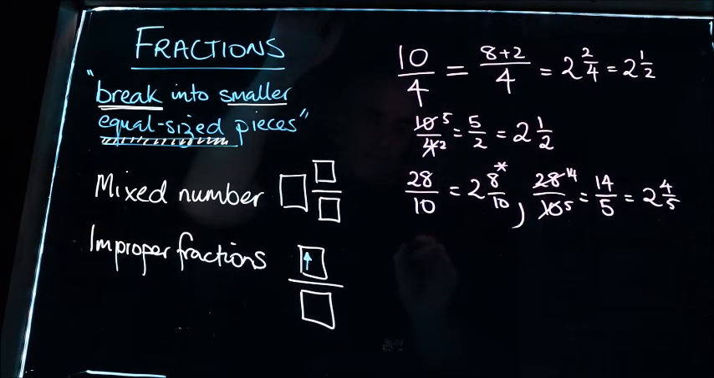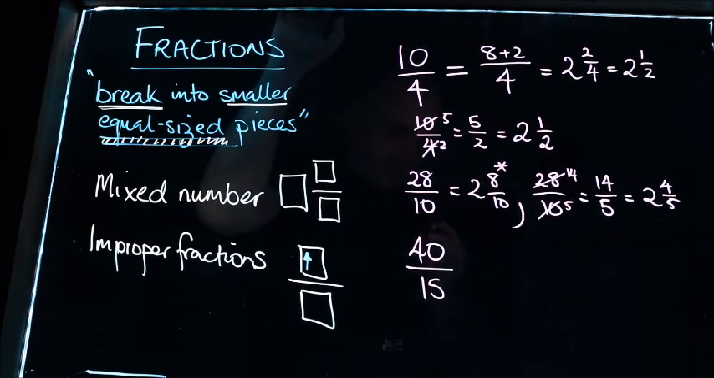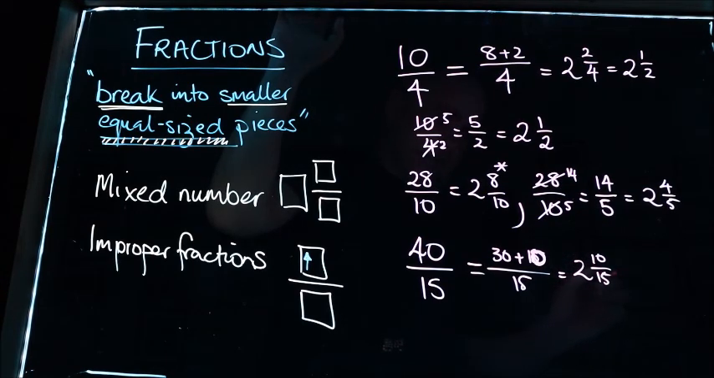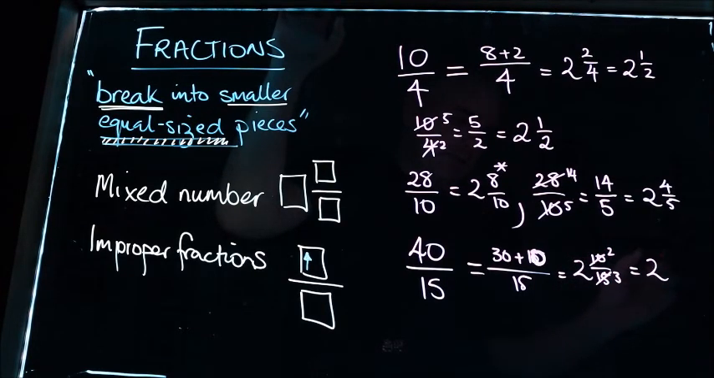So just one more example here. We've got 40 over 15. I can think about this as how many times does 15 go into 40, and perhaps do this 30 plus 15. That's going to work out nice. 10 over 15, and this is going to be 2 and 10 over 15. And we can tidy this up. 5 goes in here 3 times, 5 goes in here twice, so we can rewrite this as 2 and 2/3.